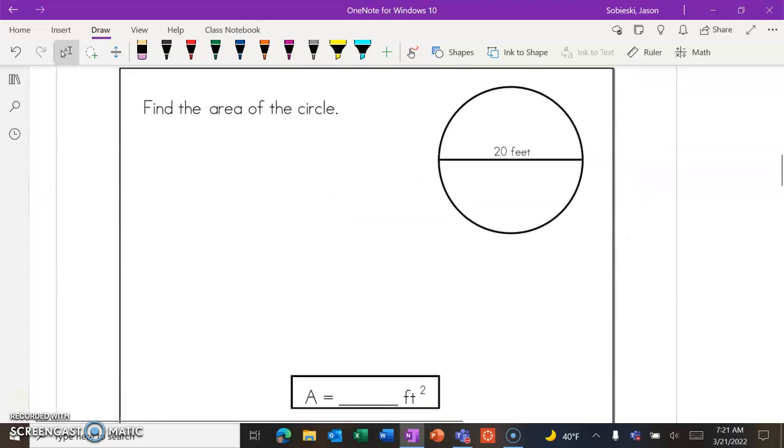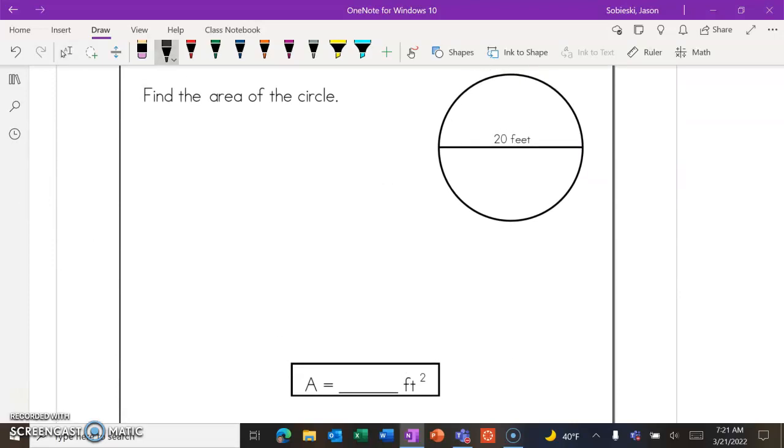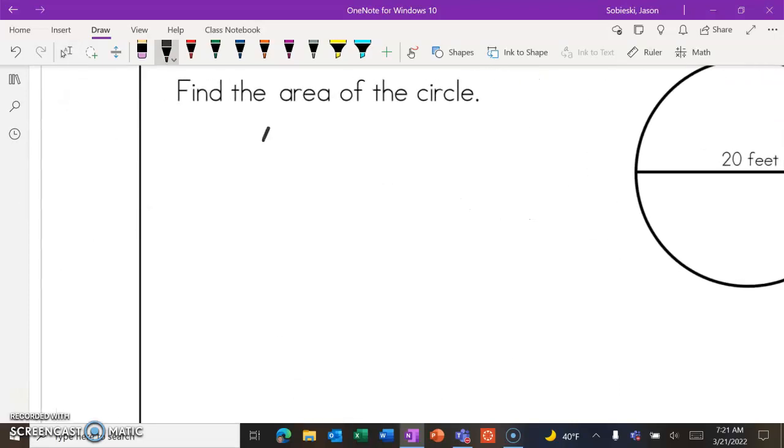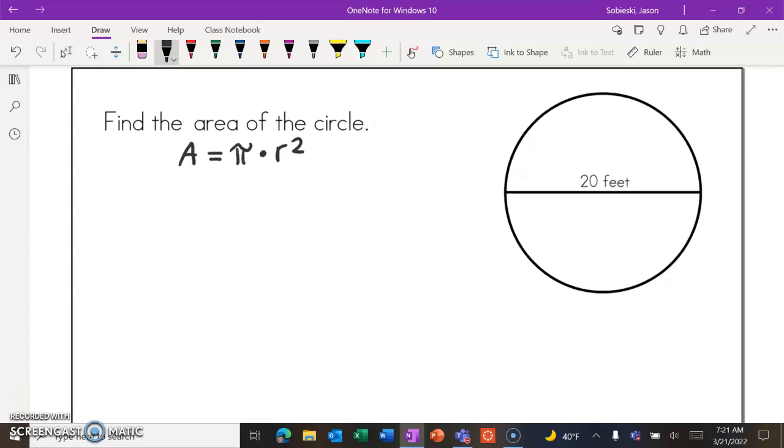Okay, so moving on to page 2, we want to find the area of the circle. So our formula for area is equal to pi times radius squared. So we need to make sure we have what we need in this problem. They give us diameter, we need radius. So if diameter is the full way across, right, which is 20 feet, radius is just halfway from the edge to the center. So that would just have to be 10 feet. And now we have everything that we need.